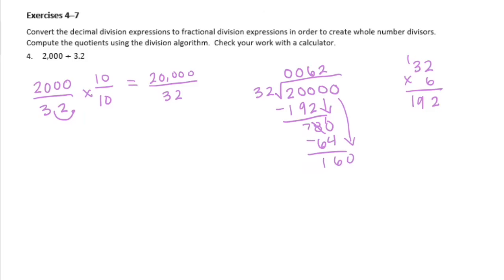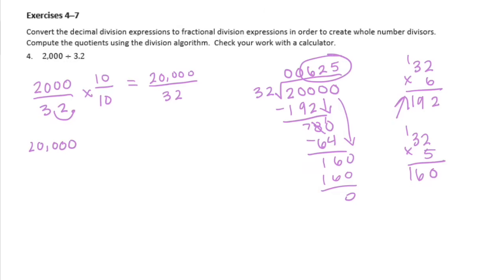Bring down the 0. How many times could 32 go into 160? Well, we have here 32 times 6 was 192. So 6 was too many. Let's try 5. 5 times 2 is 10. Carry the 1. 5 times 3 is 15, plus 1 is 16. So it can go in exactly 5 times. And our quotient is 625. So we got 20,000 divided by 32 was equal to 625.